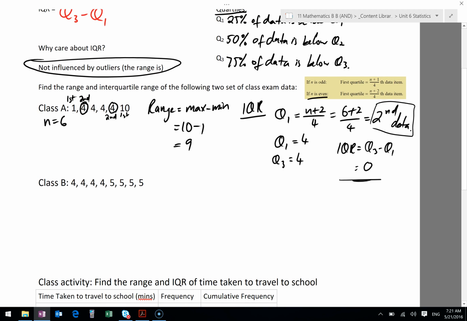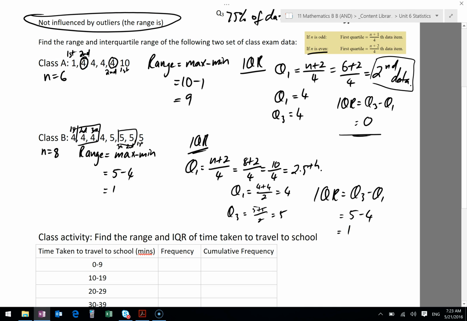I want you to do part B, so press pause and then have a look at the solution. All right, let's see how you went. Using the same formula, we ended up getting 1 for the range, the max minus the min. We had 8 scores, so an even number of scores, so we were using that same formula. We end up getting the 2.5th score, so that's between the second and the third scores, just like we did for median. So when you're finding Q1 and Q3, it'll just be the average, the mean of those two scores, the score that's exactly in between them.